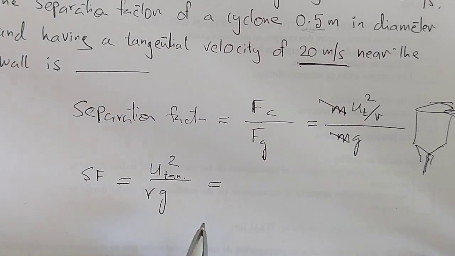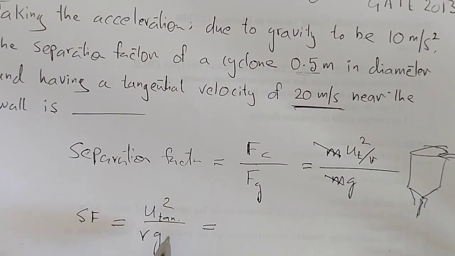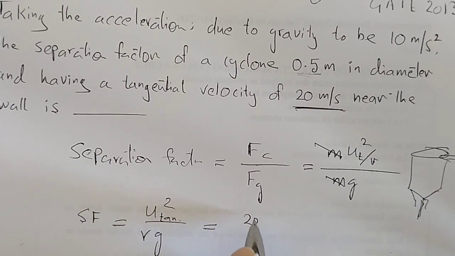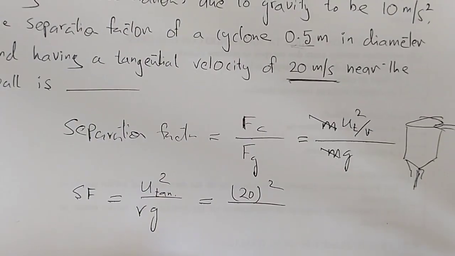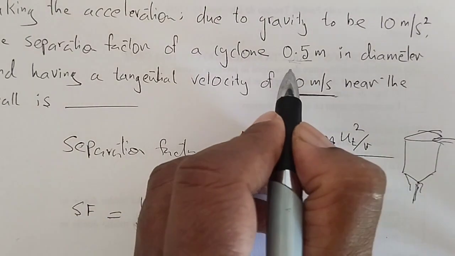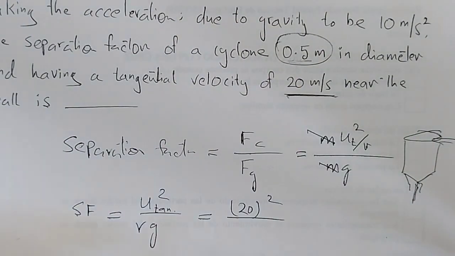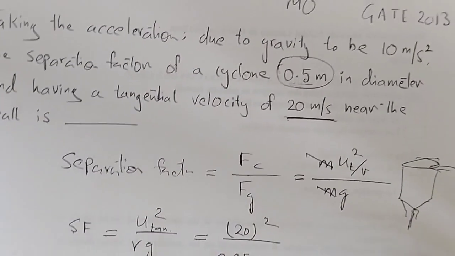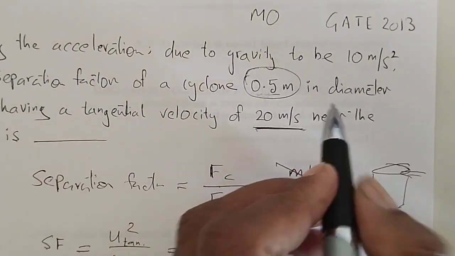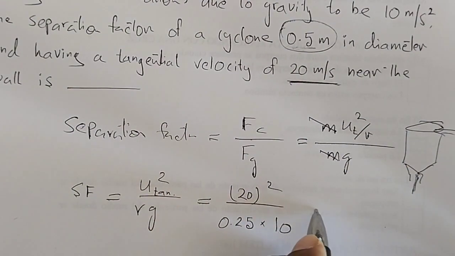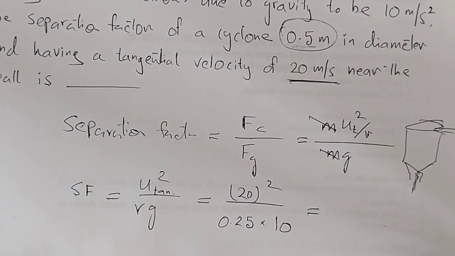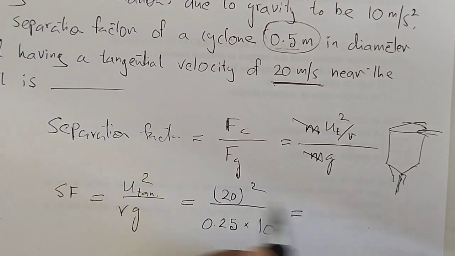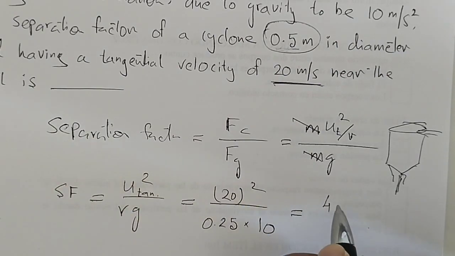So let's see, in the problem statement, tangential velocity given is 20, so 20 square. Diameter of the cyclone given is 0.5 meter, so radius is half of it, 0.25, and value of gravitational force is given as 10. Remember, when it is mentioned, it is easier to take that value. So 20 square is 400 and 0.25 into 10 is 2.5.